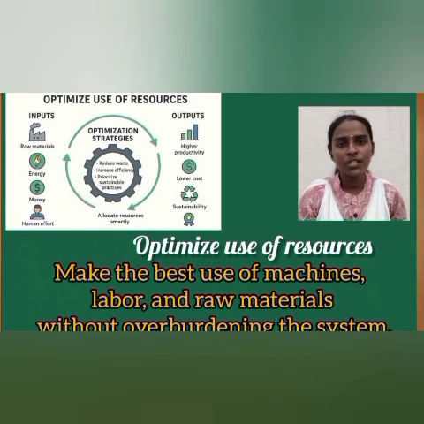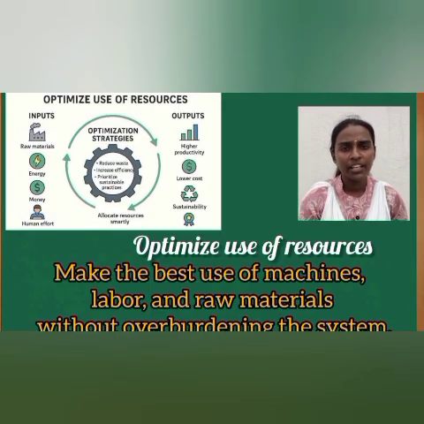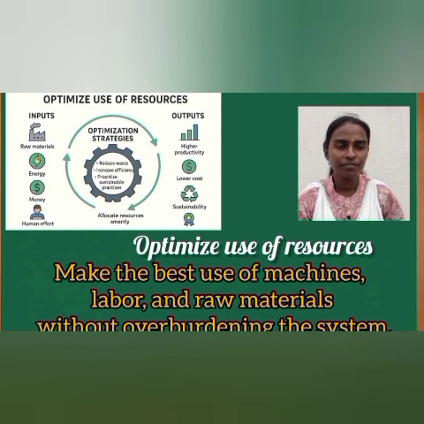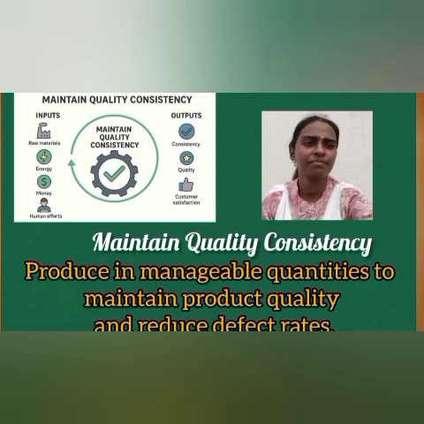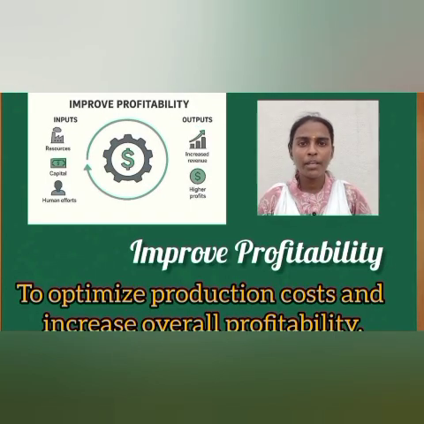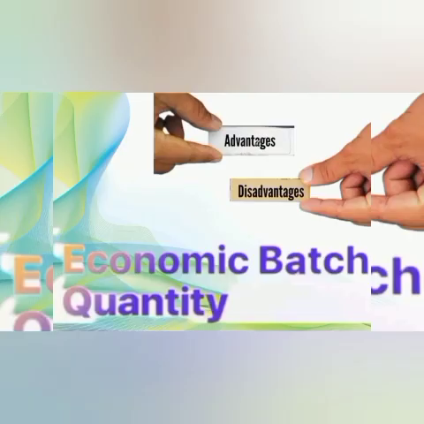The sixth objective of the economic batch quantity is to optimize use of resources. It makes the best use of the machine, labor and raw material without overburdening the system. The seventh objective is maintaining quality consistency: producing manageable quantities to maintain product quality and reduce defect rates. The last objective is to improve profitability, to optimize production cost and increase overall profitability. Next, we will see the advantages and disadvantages of EBQ.